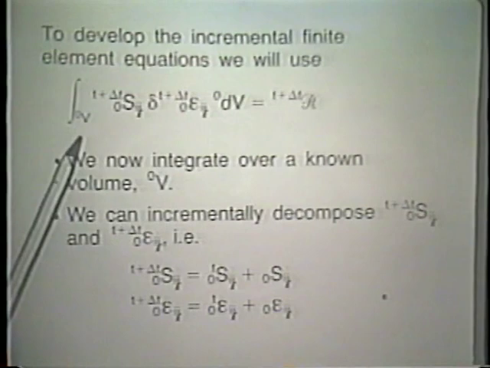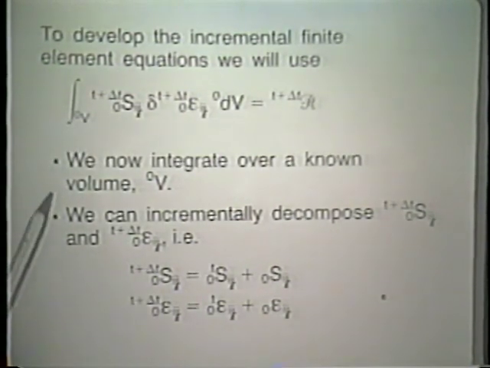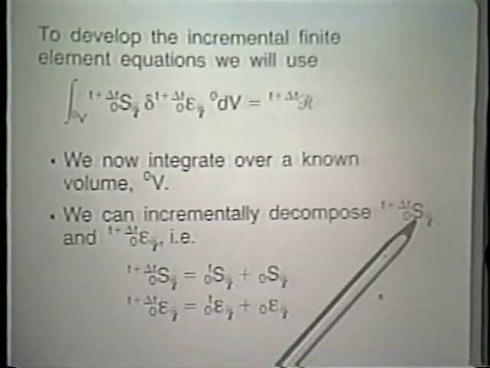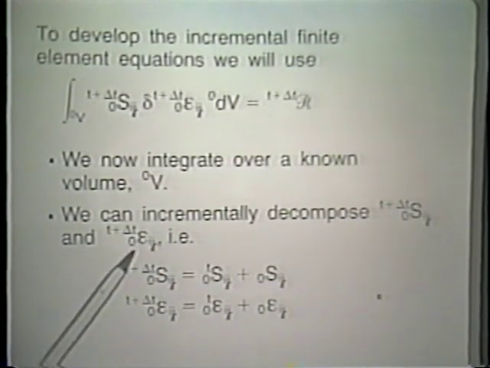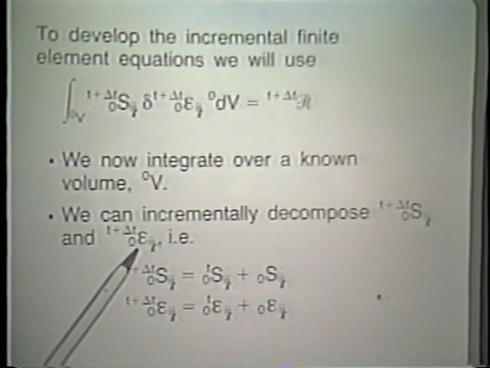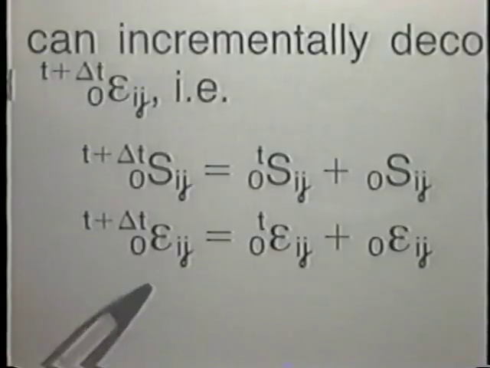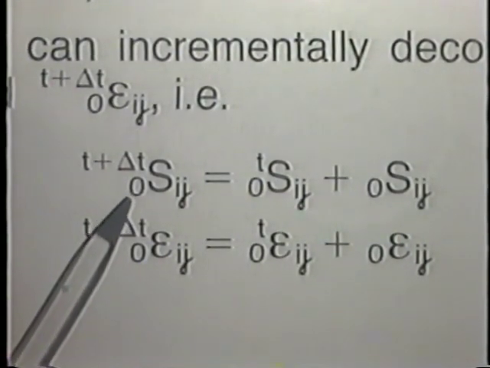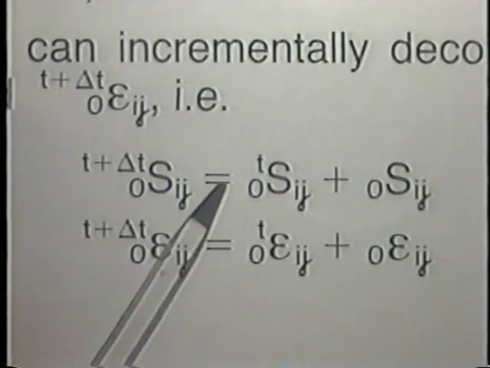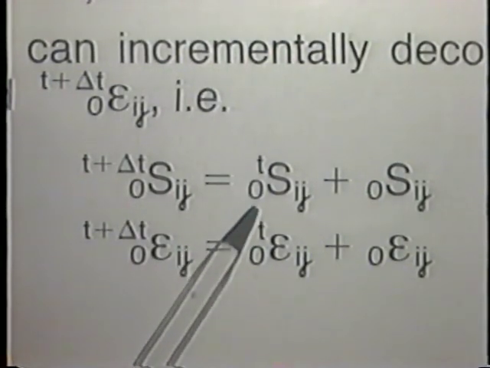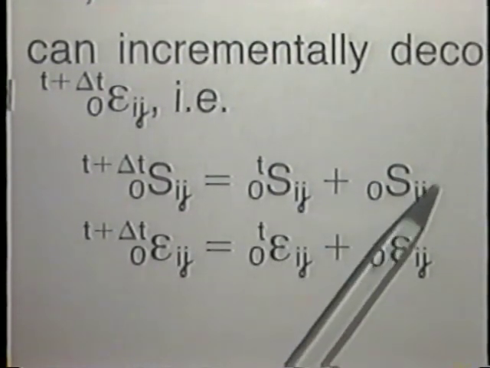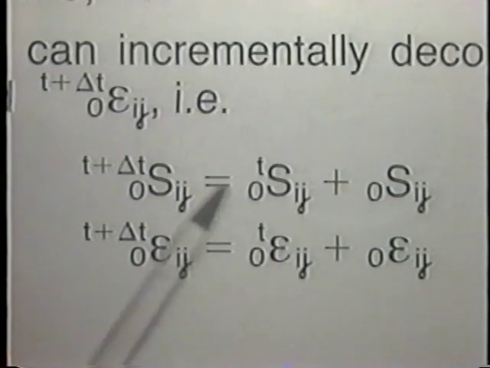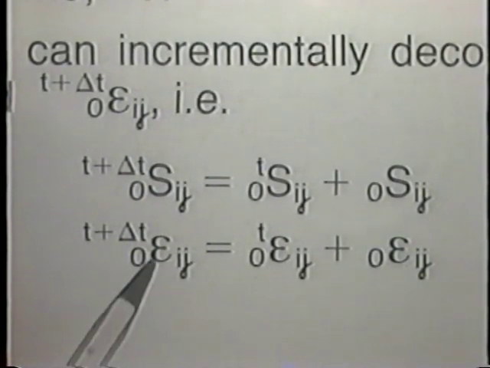We integrate now over a known volume, as I pointed out, and we can directly decompose the stresses at time t plus delta t and the Green-Lagrange strains at time t plus delta t as shown in these equations. Notice that here we have the stress at time t plus delta t referred to the configuration at time 0 being equal to the stress at time t referred to the configuration at time 0 plus an increment that is also referred to time 0. And this is what we would like to see. Similarly for the Green-Lagrange strain.